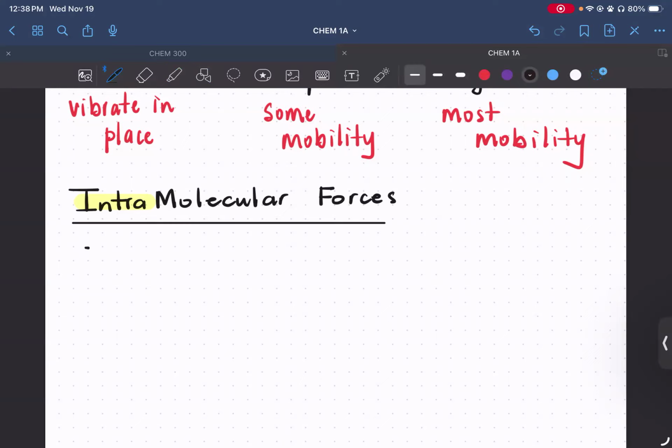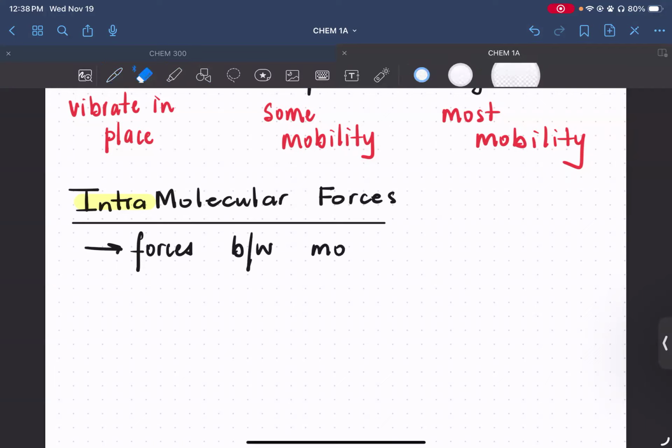Intramolecular forces are described as the forces between molecules. I'm sorry, not between, within. I apologize for that. Within molecules.